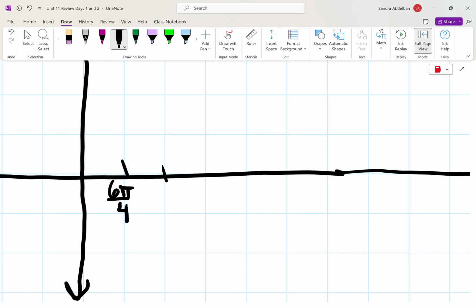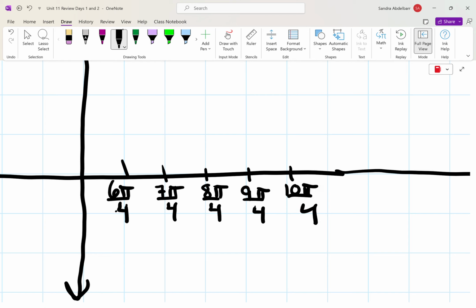So 6 pi over 4, then 7 pi over 4, 8 pi over 4, 9 pi over 4, and 10 pi over 4. 1, 2, 3, 4, 5. How come you don't have to skip them like you did the last one? We can. Maybe it would have been better.